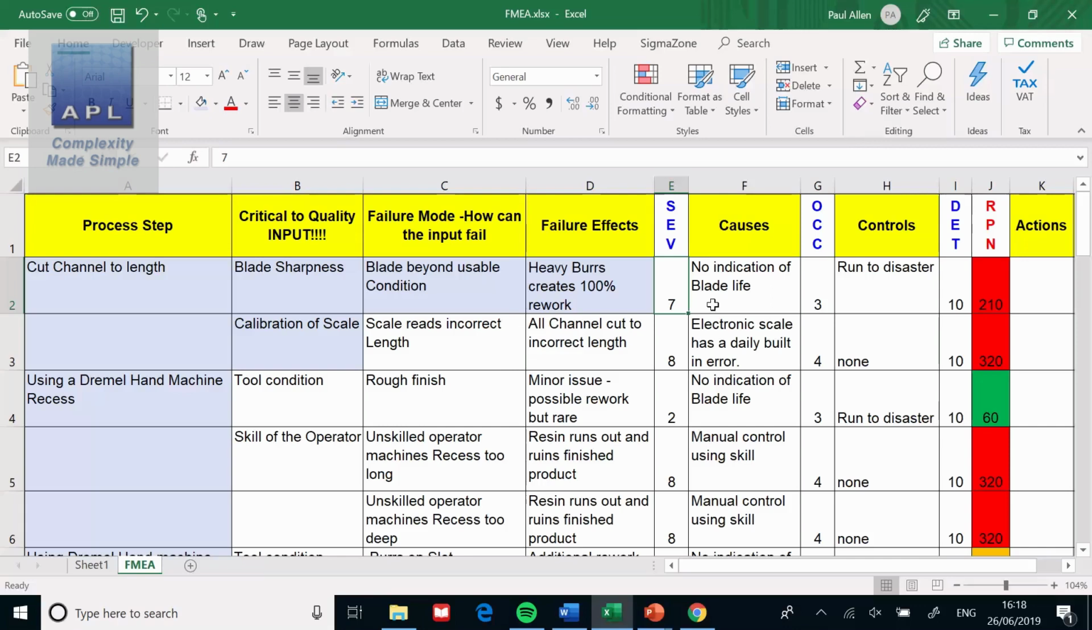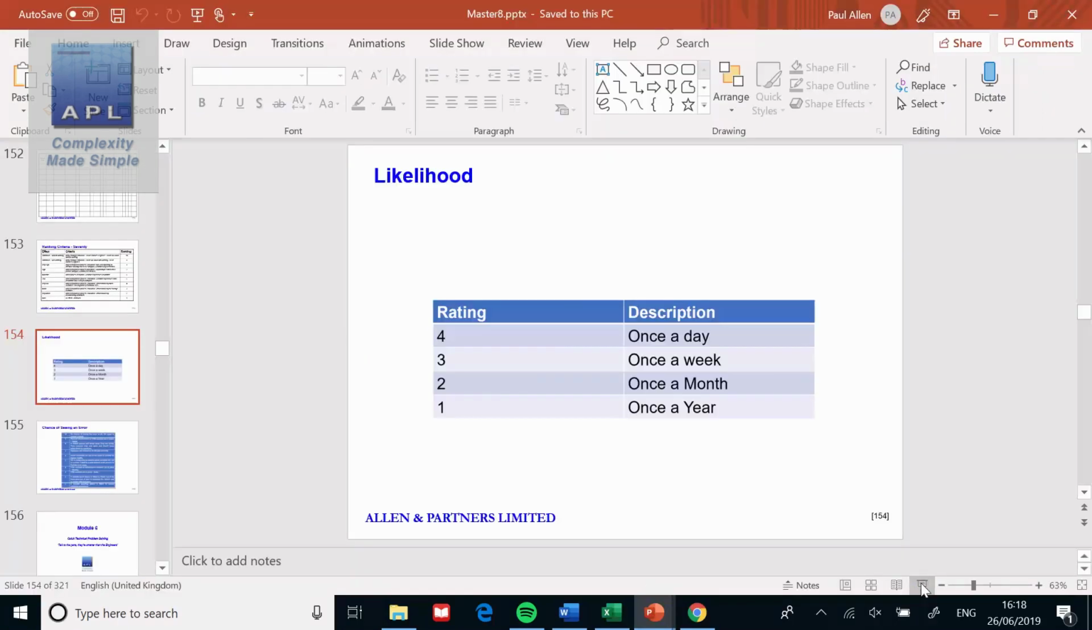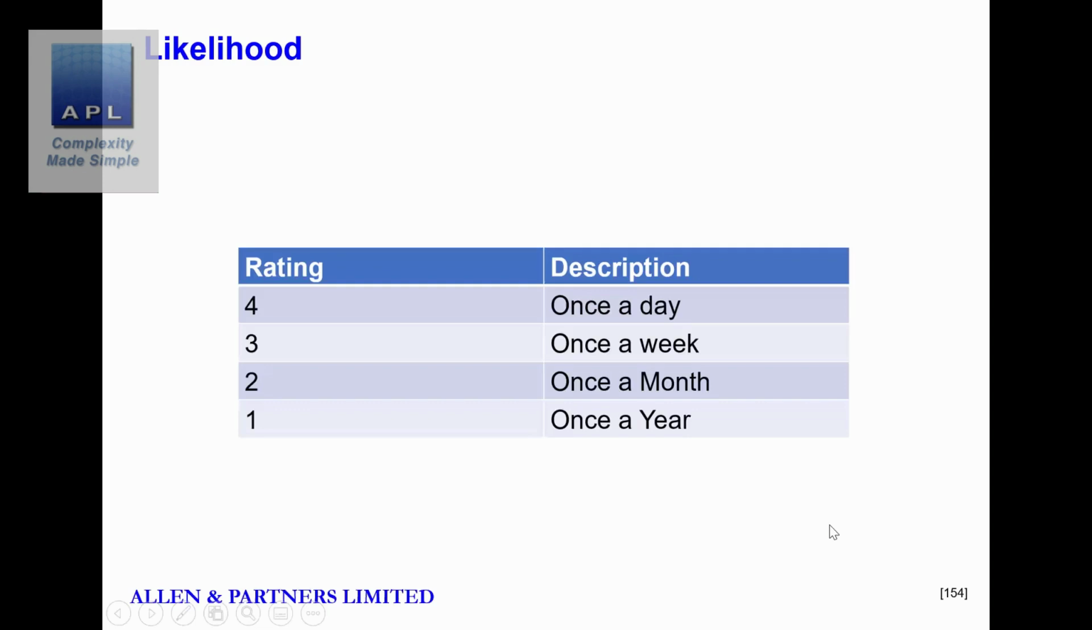Then it says, well, what's the cause? Well, there's no indication of blade life, so nobody's ever said what the blade life is. We have no idea how old the blade is, and so on. So no indication of blade life. Then it says occurrence. My occurrence is a 1 to 4 scale. Let me show you the occurrence rating that I tend to use. Here it is. So you can see: how likely are we to make the mistake? Are we liable to make the mistake once a day, once a week, once a month, once a year?